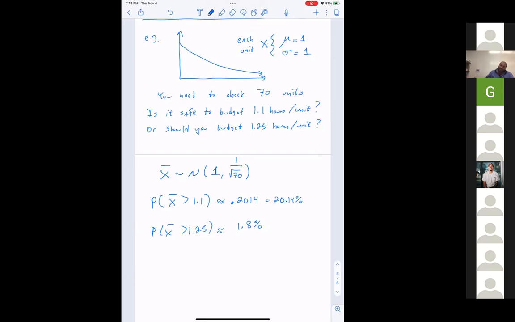I think maybe 1.3. I would do 1.3 hours per unit, but I think it's a small enough percentage to the point where I wouldn't really care about it. It's like 2 units.